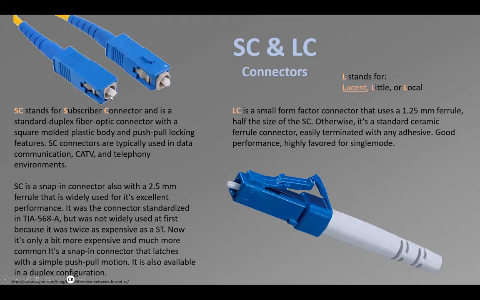So this would be a ferrule right here. This would be a ferrule right here. This would be a ferrule right here. Now, the difference between these two, for the most part, and here's something that's called Lucent connector, or sometimes it's called little connector or local connector, but Lucent seems to be the most popular name. When they figure out what they mean by the L, let me know. But Lucent is the one that is mostly used, or quite often just LC.